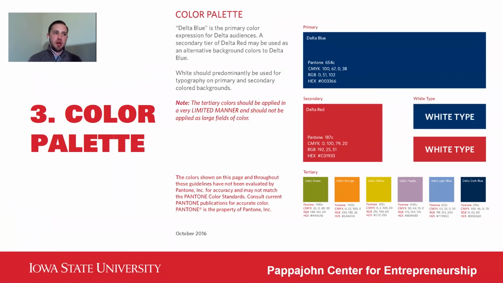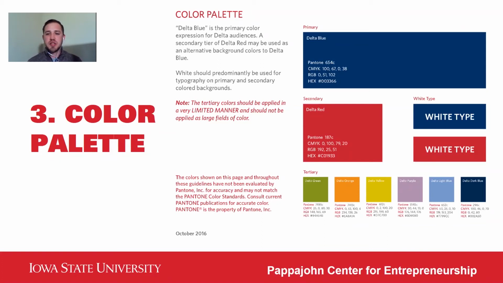So here's an example of a color palette used by Delta Airlines, actually. This is straight from their website, and I just wanted to give you an example of what a color palette actually looks like. They have their primary and secondary colors, which I would probably consider both primary, because you see the blue and red almost in all of their logos and design work. And then they have that third tier of colors, which I would consider secondary colors, that you don't see very often, and it even says in that note that those colors should only be applied in a very limited manner and should not be applied in large fields of color.